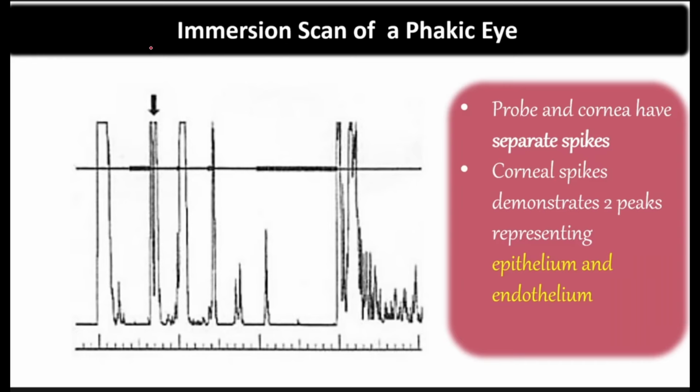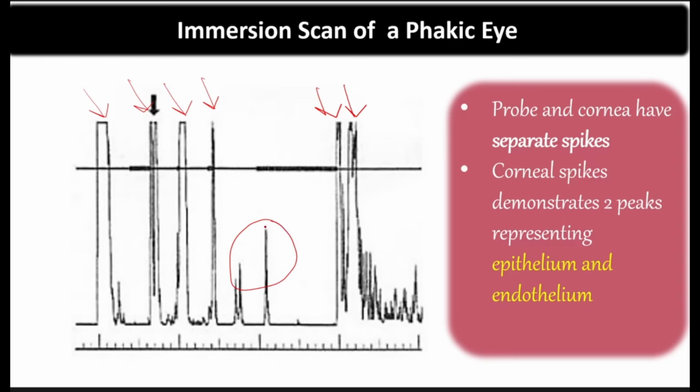Let us try to observe the various waves that we see in an immersion scan of a phakic eye. Over here, instead of 5, you're going to see 6 waves. The first one is coming from the probe. The second one is from the cornea. Then you have the anterior surface of the lens, the posterior surface of the lens, the retina, and the sclera. Of course, there are some lower amplitude waves as well.